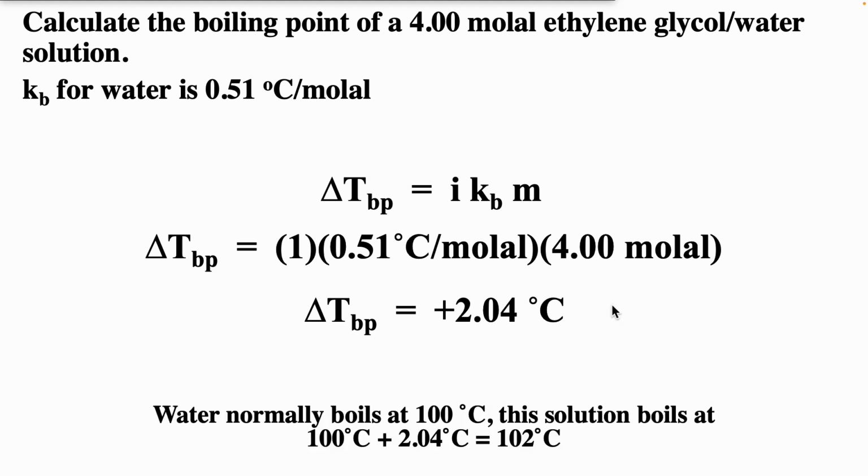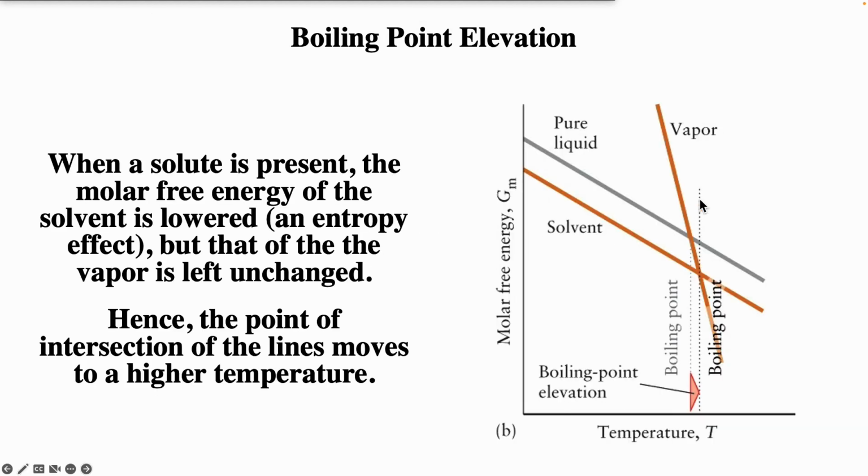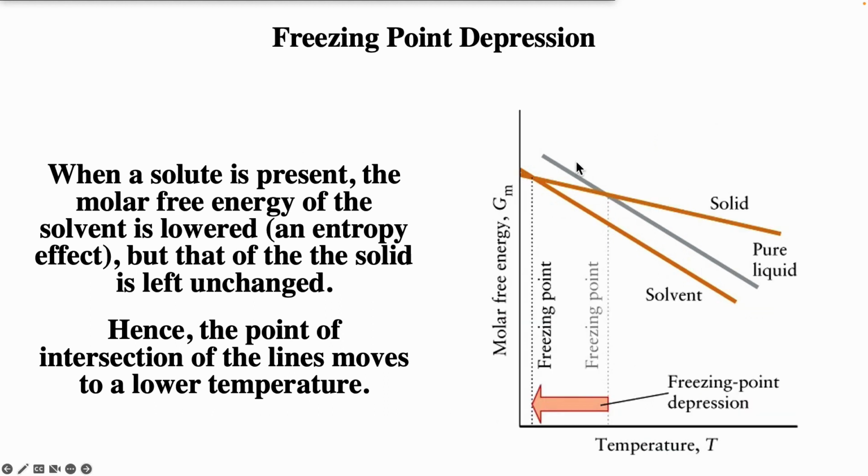So water normally boils at 100 degrees Celsius. And so for this solution, the water should boil at 102 degrees Celsius. And so again, we've increased the range where the solution is the most stable phase. We've also reduced the freezing point.